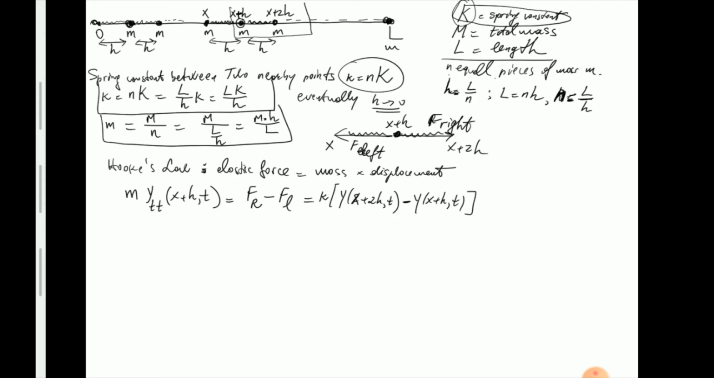Remember on the previous page why you always subtract the displacement from the right object. So displacement of the right object minus the displacement of the left object. That's the overall displacement of that spring, which is multiplied by little k. Minus the force on the left side, which is again spring constant, and again starting with the object on the right side, so it's going to be y of x plus h, t, displacement of that object, minus displacement of the one on the left, which is y of x, t.